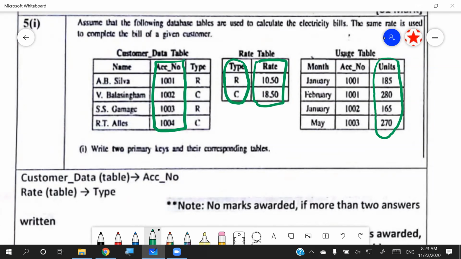If you take the month, it is also repeating, January and January over here. If you take the account number, it is also repeating. So in this kind of scenario, what we are doing is we are making a composite one. So month and account number can be considered as a composite primary key.